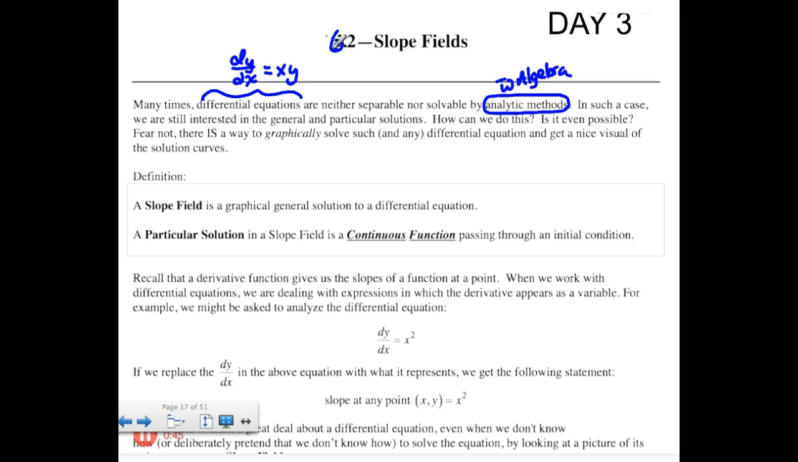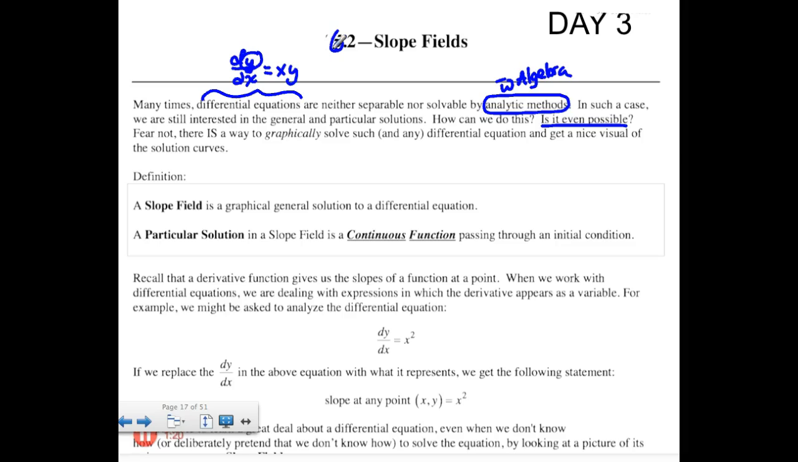But it's not always the case that every differential equation is separable. It doesn't mean it can't be solved, but a lot of them can be solved with higher levels of calculus. There's a whole class called differential equations where you learn how to solve all kinds, but there's even some where it's not even possible to solve it. That doesn't mean, though, that we can't still get a good idea of what the original function was or what the solutions are. And there's a graphical way, and that's called graphing a slope field.